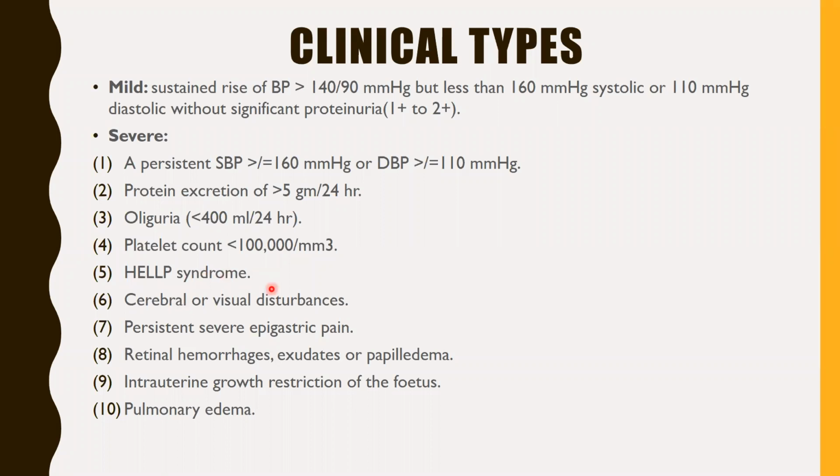The patient can also present with cerebral or visual disturbances, and this is where the convulsions and also the coma come in. The patient can also have persistent severe epigastric pain. We're going to understand how this comes about as we look at the pathogenesis as well as the pathophysiology. The patient may also present with retinal hemorrhages, exudates, or papilloedema, and there can be intrauterine growth restriction of the fetus because of the effects of this preeclampsia. The patient can also present with pulmonary edema. Moving on.